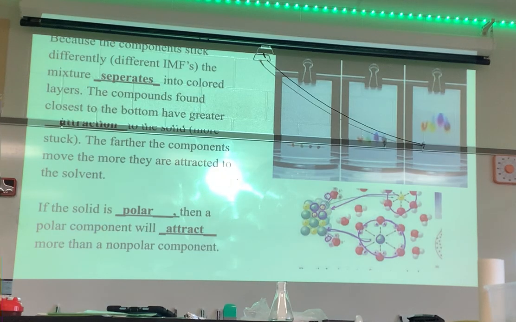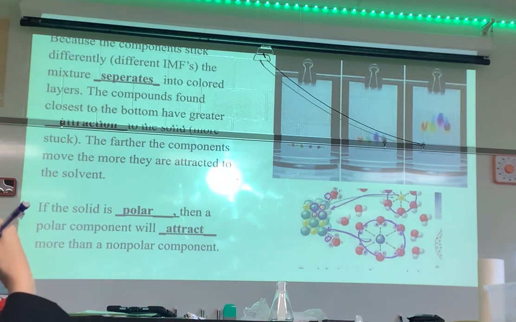So in our chromatography, once again, they're separated by their IMFs. The idea is, and once again, it's not that polar travels fast or non-polar travels slow. It depends on what you're using. It's that like sticks to like. Polar things want to interact with polar things. Non-polar things interact with non-polar things. If the solid is polar, and the solid's the paper, then the polar component will be attracted to it more than a non-polar component.